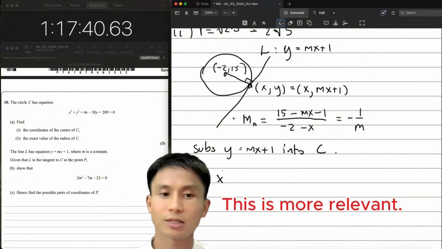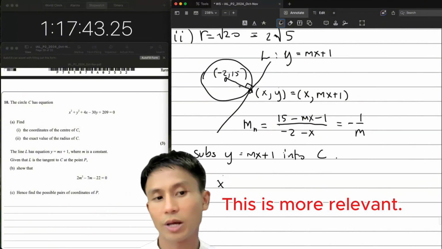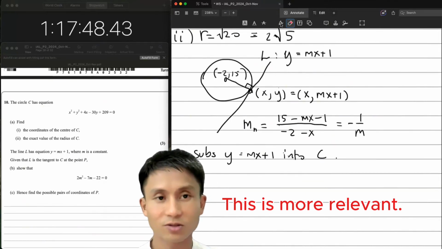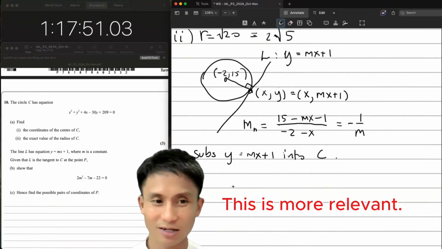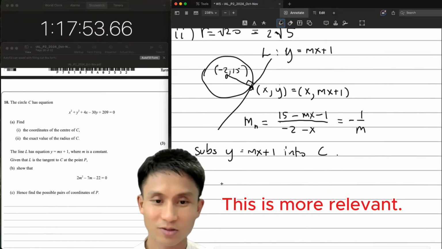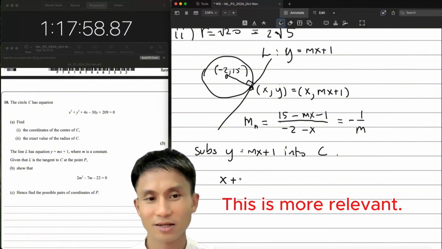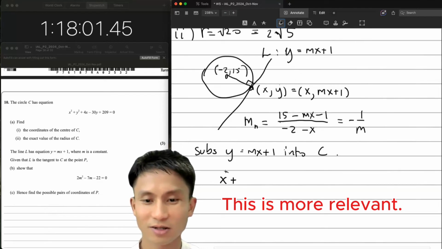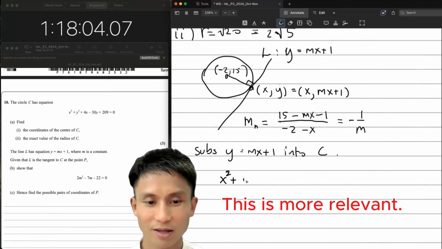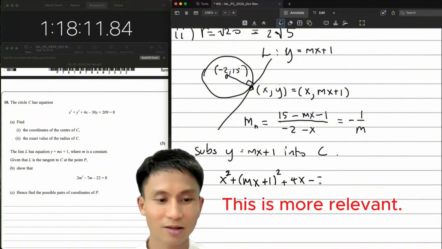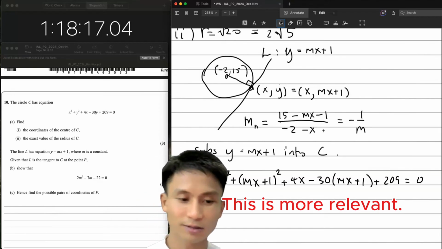Okay. So we know that. Oh, hang on. We also have the radius. We know that the radius is 2 root 5, so we can find the distance there. I forgot about that. Okay, so x minus 2. Well, that's just basically the circle equation. Okay, so x minus 2 squared, plus mx plus 1 minus 15 squared, equals 20. Actually, I'm substituting into the expanded form: x squared plus 4x, minus 30 times mx plus 1, plus 209 equals 0. Yeah.